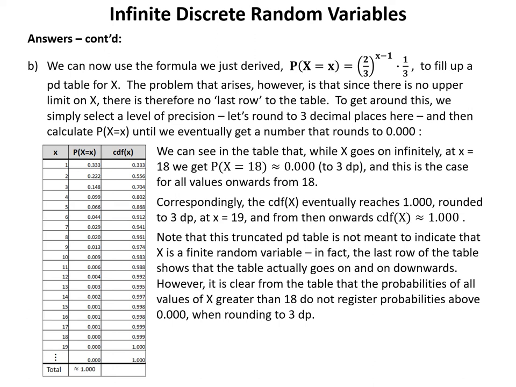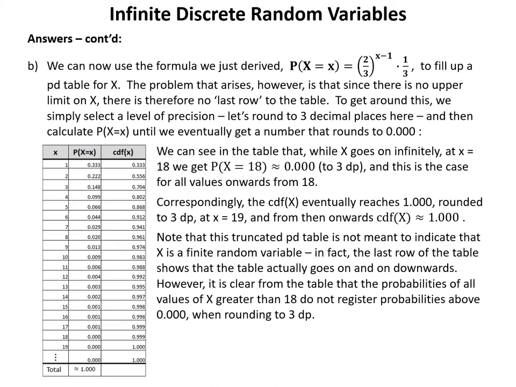Now we can see in the table that while x does go on infinitely, at x equals 18, we get the probability of x equal 18 rounding to 0.000. In other words, it rounds to 0 to 3 decimal places. And this will therefore continue to be the case for all values onwards from 18. That's the way this works. So once you get an answer that rounds to 0 to your chosen level of precision, you can stop.